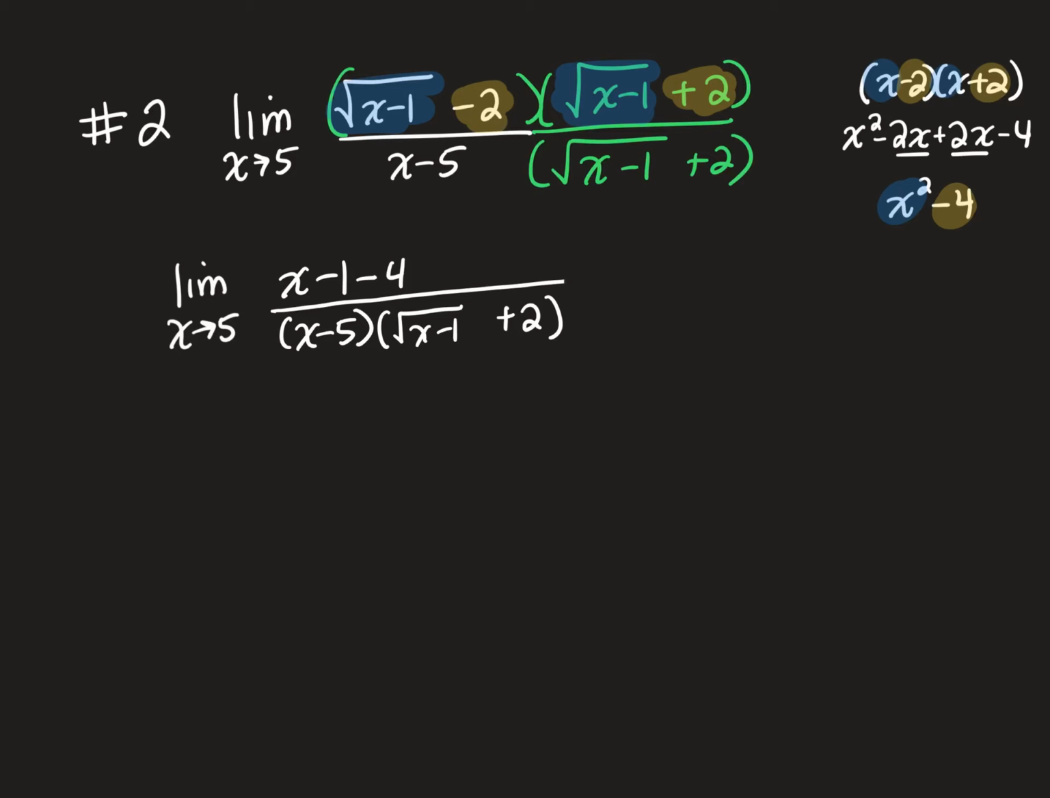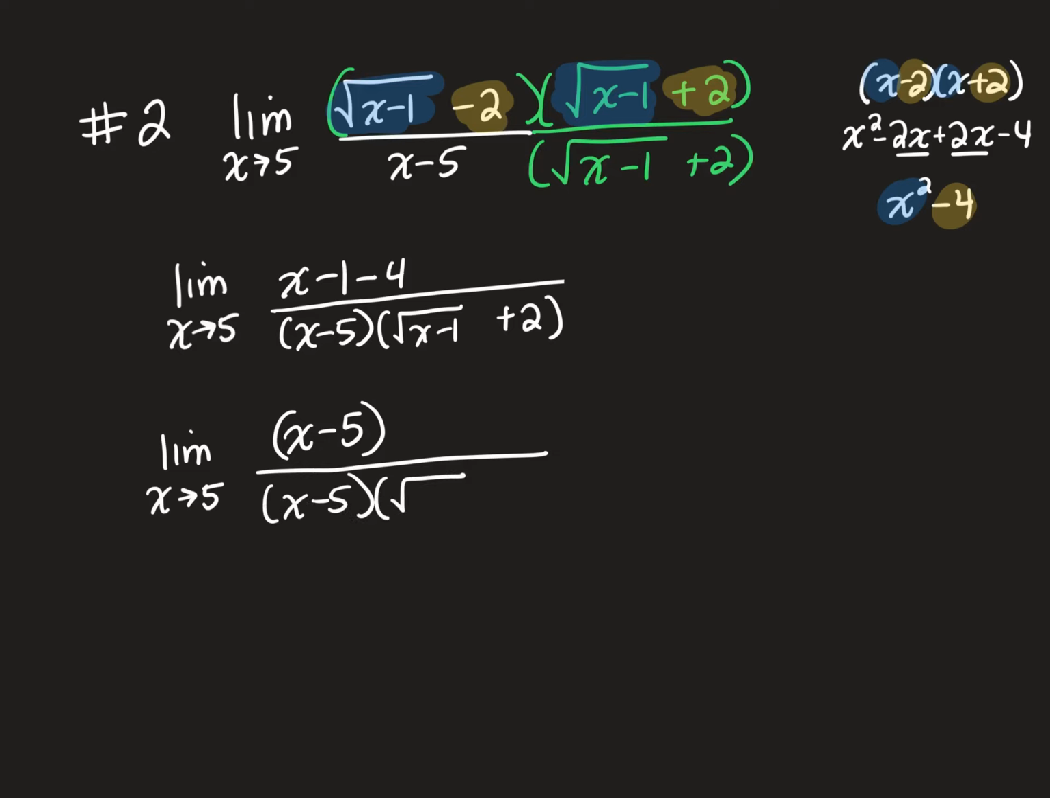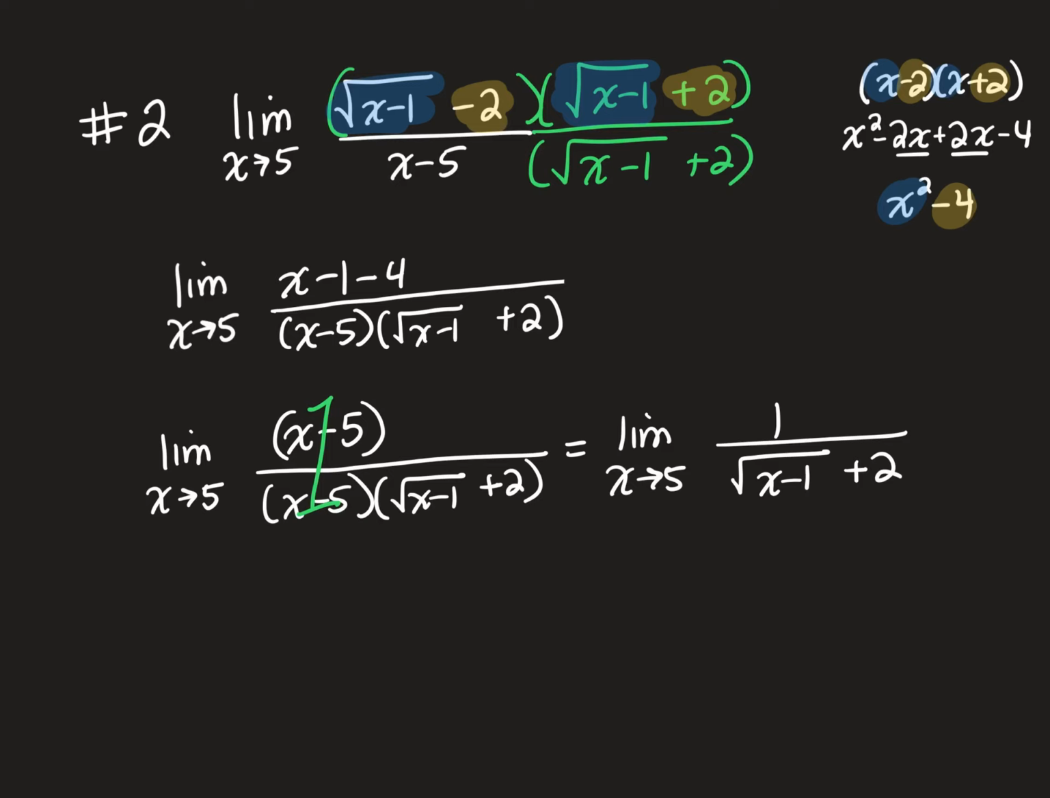Okay, and then I can go ahead and simplify the numerator. So I've got the limit as x approaches 5 of x minus 5 in the numerator all over x minus 5. Ooh, that's nice. That's what we want. Okay, and then I've got my giant 1 right there, which allows me to simplify this a little bit more. So I've got the limit as x approaches 5 of 1 over the square root of x minus 1 plus 2. Now I can do my substitution where I can plug in 5 for x.